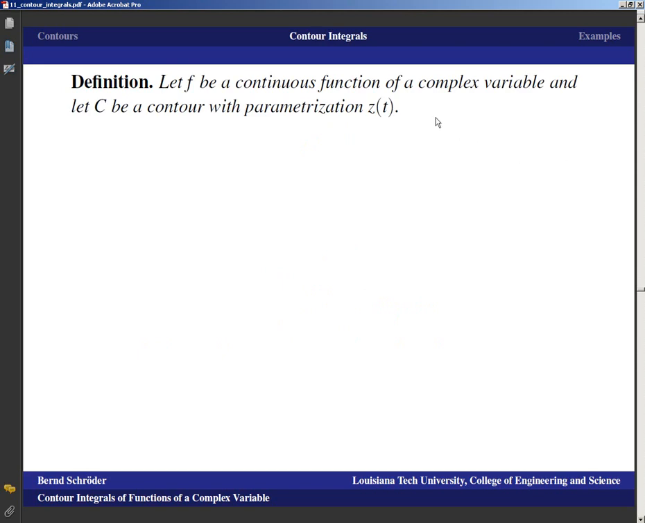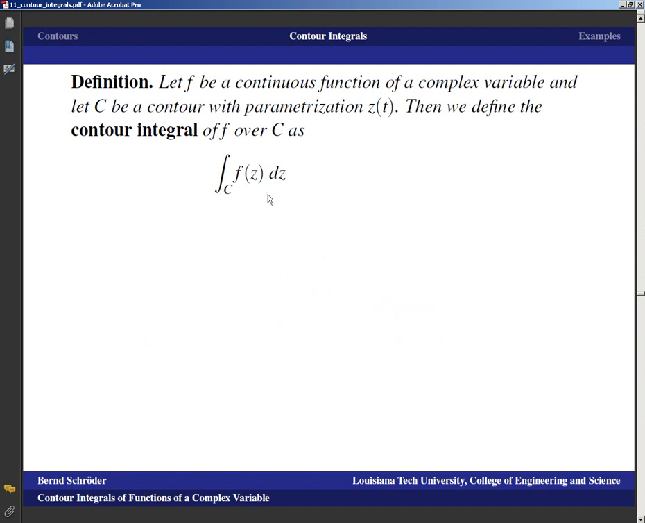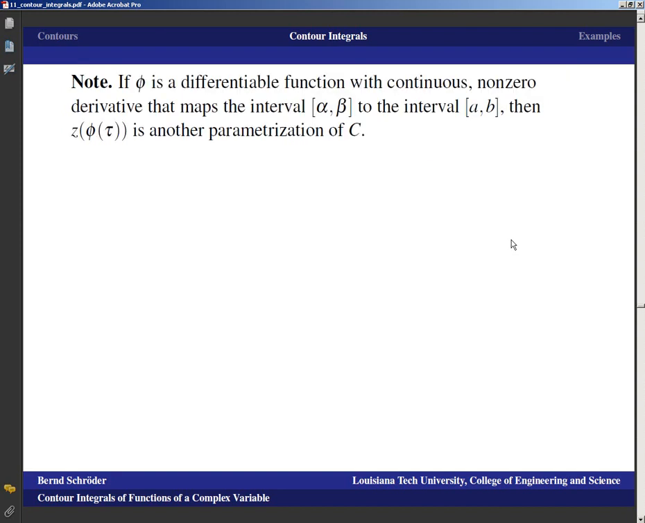If we now have a continuous function f of a complex variable and a contour c that's parameterized by z of t, then we define the contour integral of f over the contour c, the integral over c of f of z dz, as the integral from a to b of f of z of t times z prime of t dt. So we just plug the parametrization of the contour into the function. That way the function is only evaluated on the contour, and then we multiply by z prime of t dt because that's basically a small step on the contour.